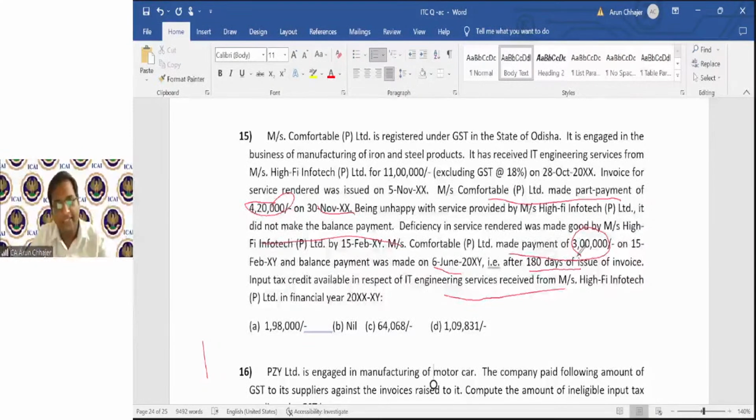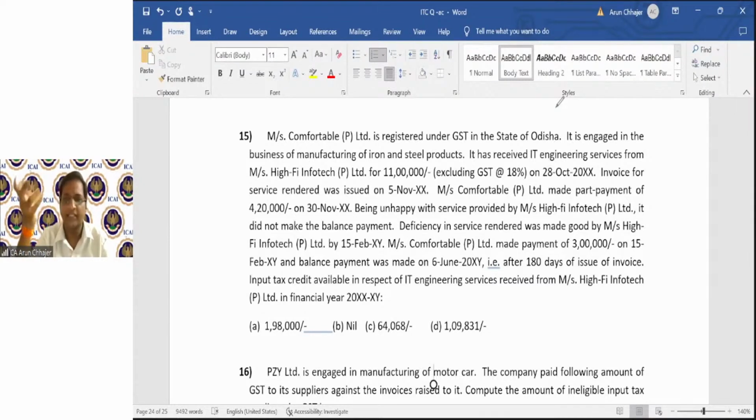So please tell me the concept that can he take the ITC of entire 11 lakh or not? Can he take the ITC, whatever the amount of the GST is there on entire 11 lakh, or he can take the ITC of 7 lakh, 4 lakh 27, something like that? You have to tell me.